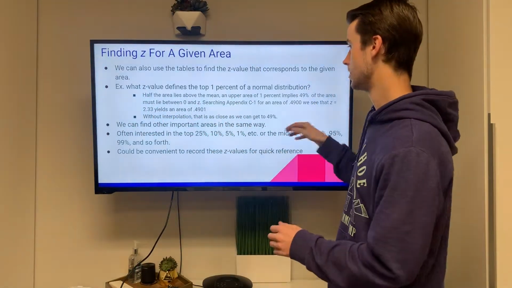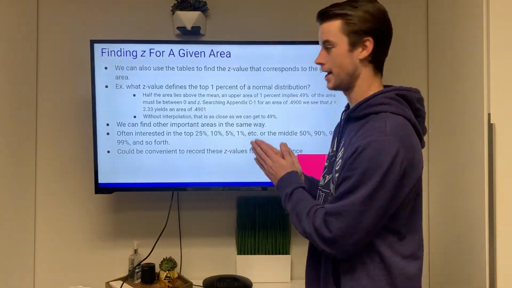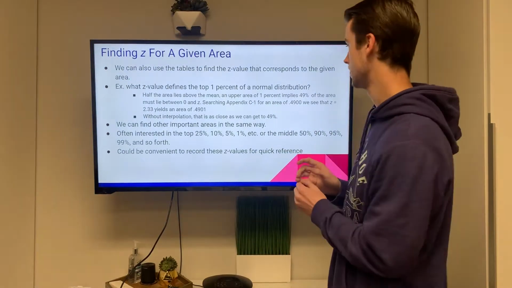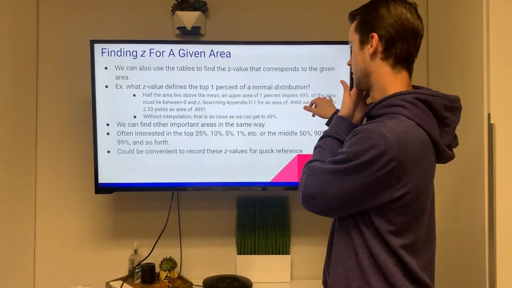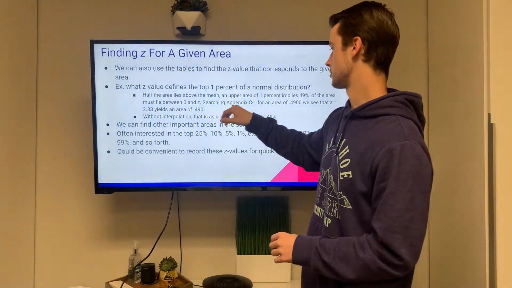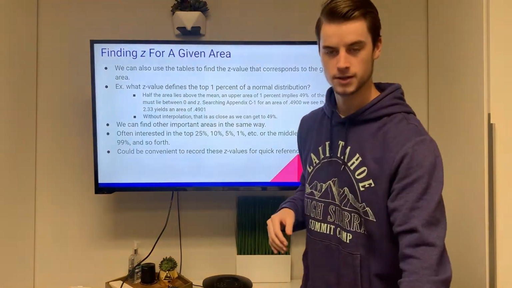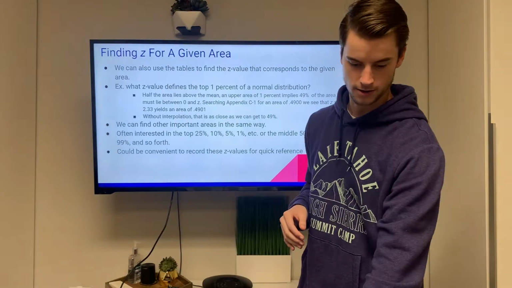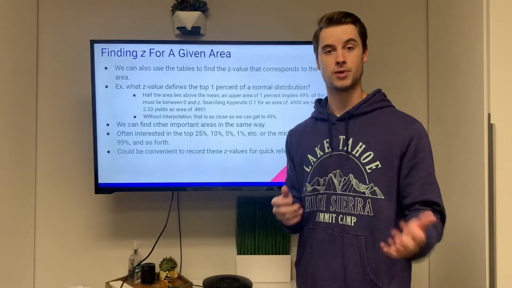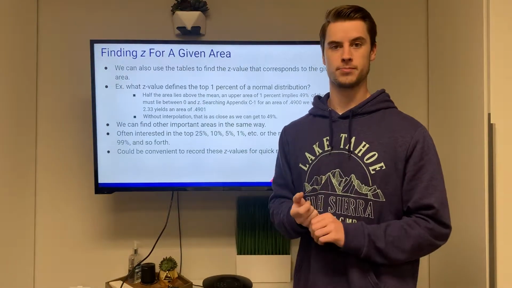But in this case, we know half the area lies above the mean, right? So 50% of the data lies to the right of the mean. So let's just use that 50% and make it easier on ourselves, right? So in this case, 49% of the data must lie between 0 and z. That makes sense, right? So searching appendix C-1 for an area of 0.49, right? So we search the table C-1 to find our percentage, our area under the curve, or the probability, right, of the closest one to 49%, right?